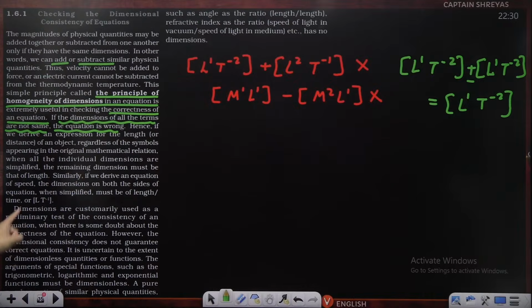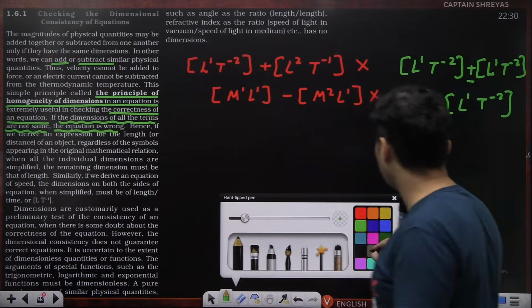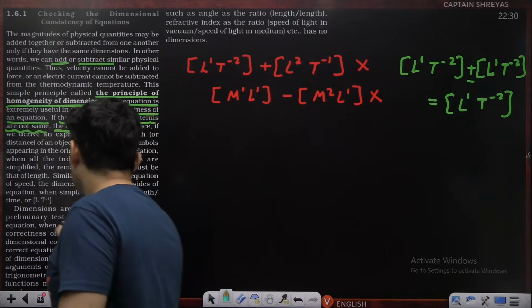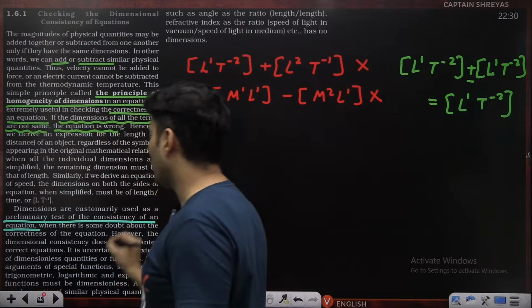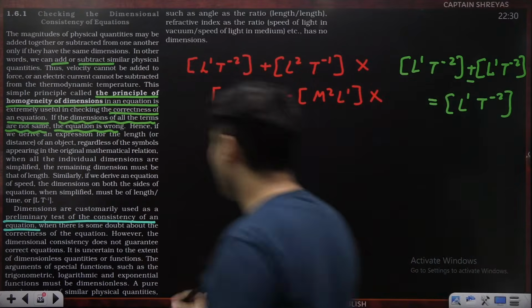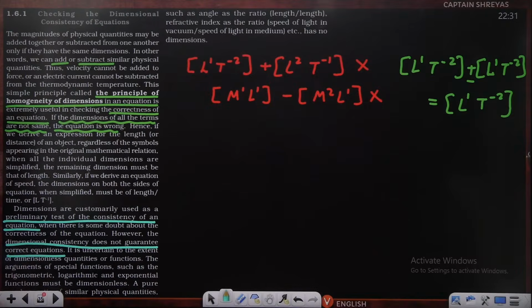Now, dimensions are customarily used as a preliminary test for the consistency of an equation. This principle of homogeneity helps us in determining whether an equation is basically consistent. It helps as a preliminary test for the consistency of an equation when there is some doubt about the correctness of the equation. However, the dimensional consistency does not guarantee the correctness of the equation. It is uncertain to the extent of the dimensionless quantities or functions. The arguments of the special functions such as and so on, will come to it.